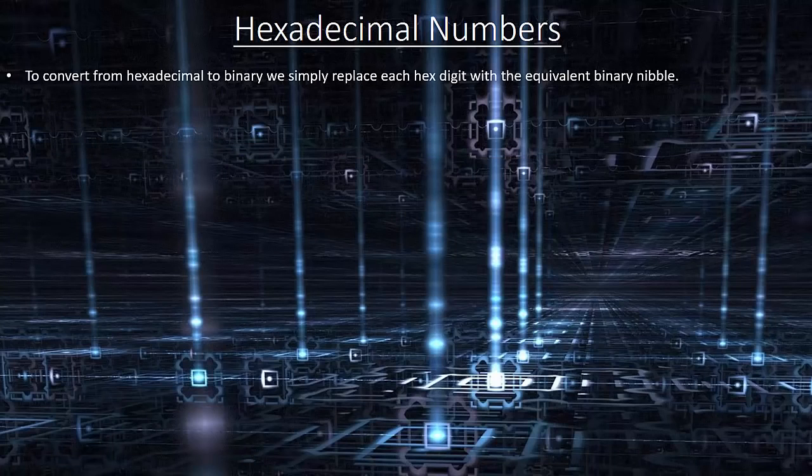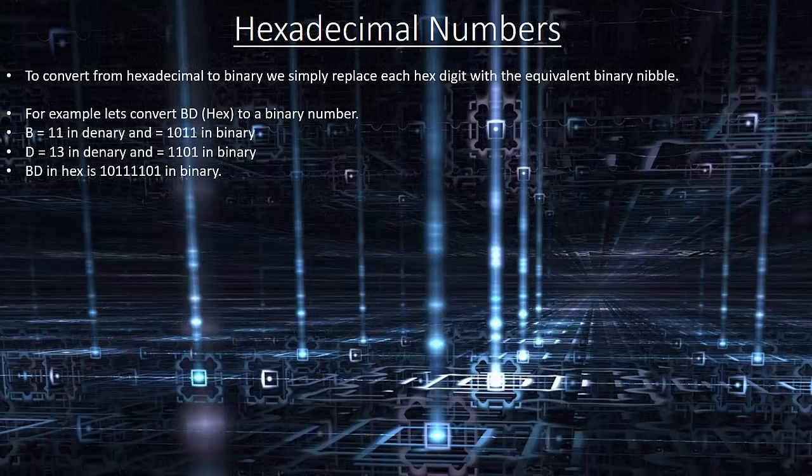To convert from hexadecimal to binary, we simply replace each hex digit with the equivalent binary nibble. For example, let's convert BD to a binary number. B equals 11 in denary and 1011 in binary. D equals 13 in denary and 1101 in binary. BD in hex is 10111101 in binary.